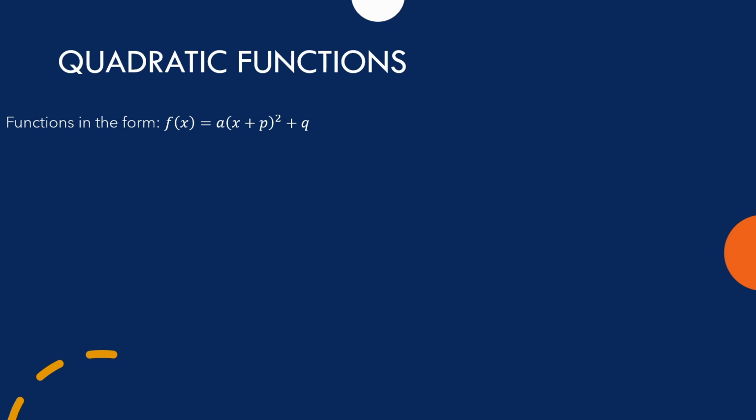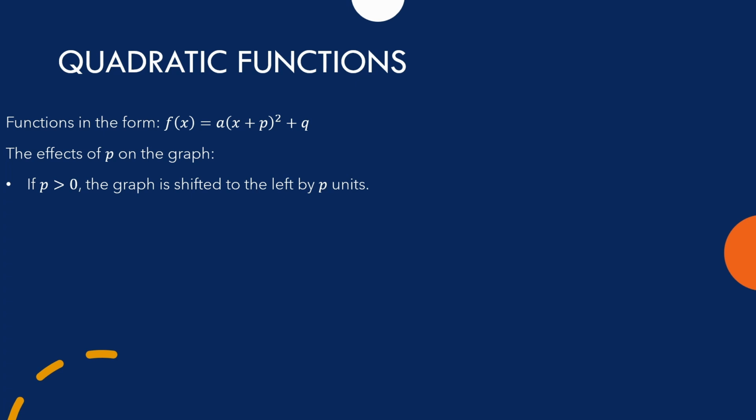Now, let's take a look at the function represented in the following form, because there are several ways to represent a parabola or a quadratic function. Let's take a look at the effects of p on the graph. If p is greater than 0, the graph is shifted to the left by p units. And if p is less than 0, the graph is shifted to the right by p units.